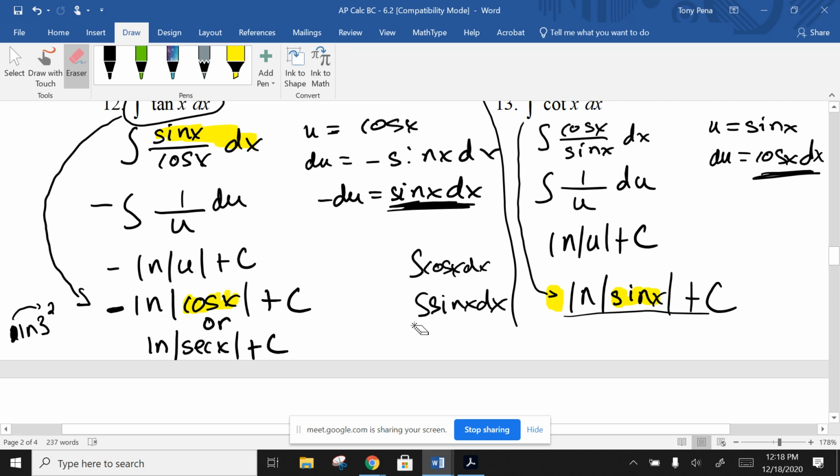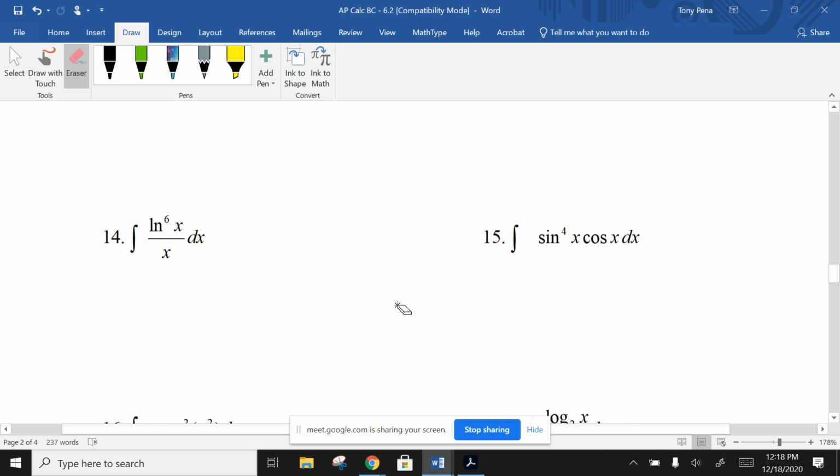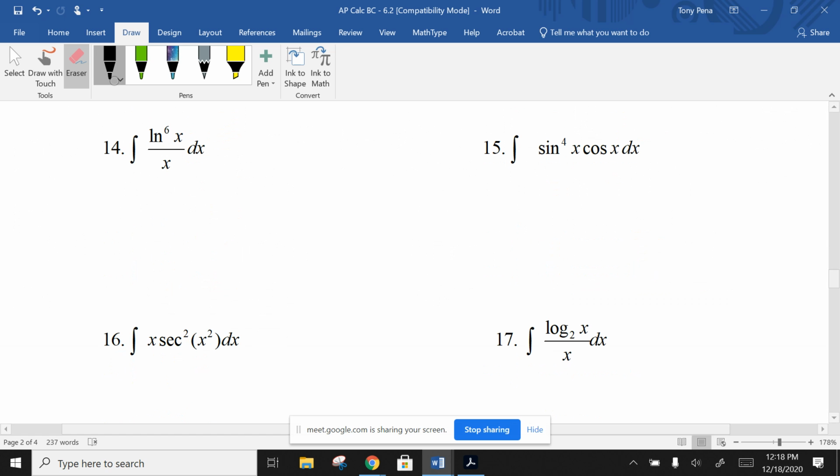All right. So those, a couple more things that you probably just want to get memorized. All right. Next page.